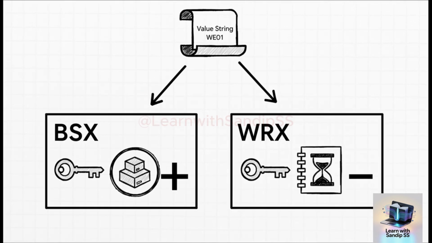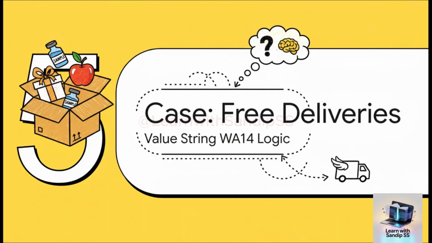So that WE01 recipe, it has two simple steps. First, it uses our old friend, the BSX key, to make a debit posting, which increases the value of your stock. Then, it uses the WRX key to make the offsetting credit posting to a special temporary account called the GR/IR, or Goods Receipt/Invoice Receipt Clearing Account. That account just sits there, waiting for the invoice to arrive from the supplier. It's clean, it's balanced, and it's totally automatic. All right, that was the easy one.